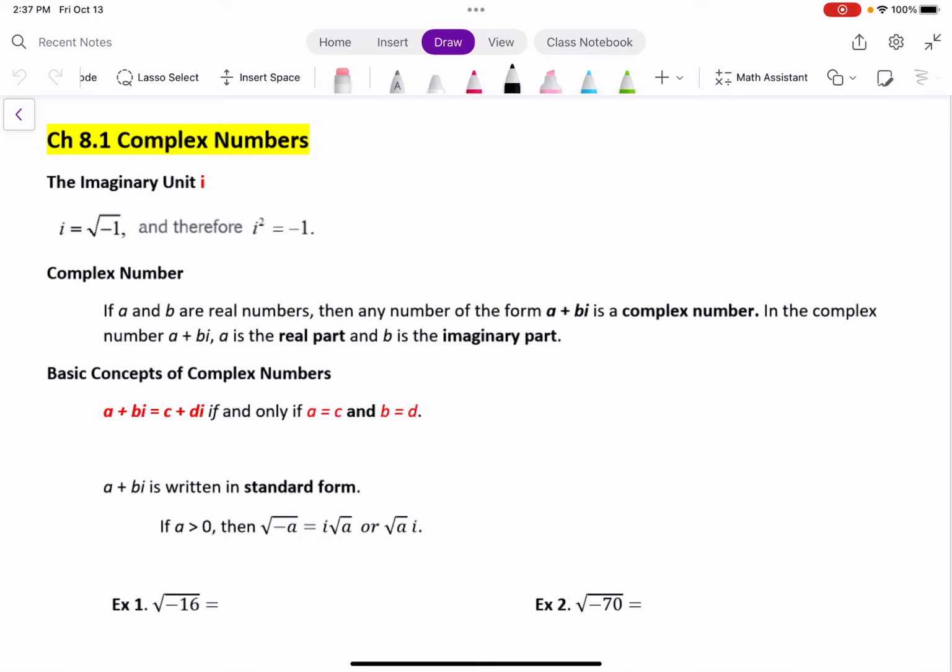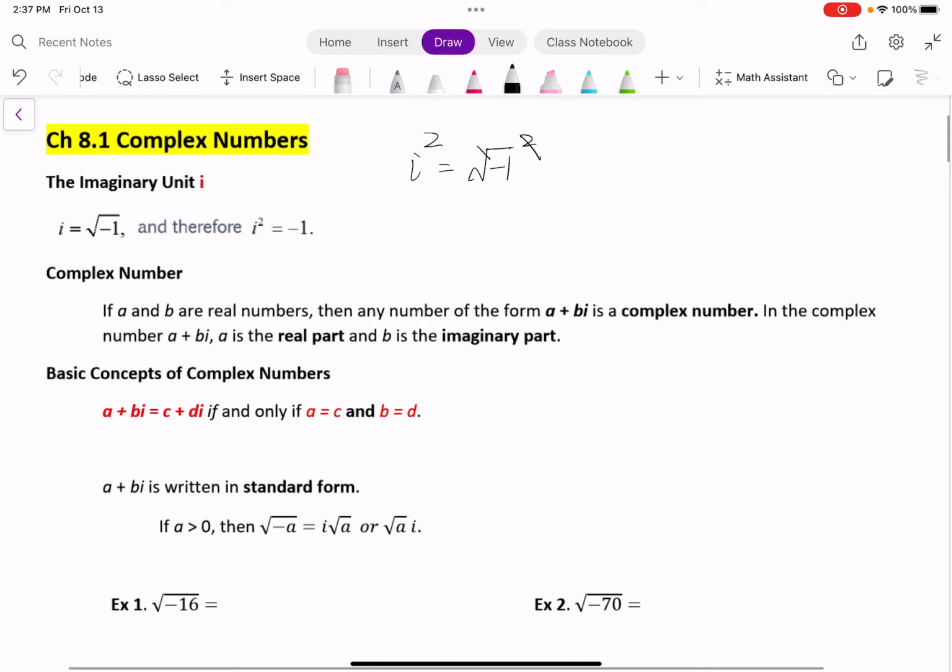Let's learn chapter 8.1, complex numbers. We have learned the imaginary number i. i equals the square root of -1. Therefore, if I square both sides, the square root and the squared cancel. So i squared equals -1.